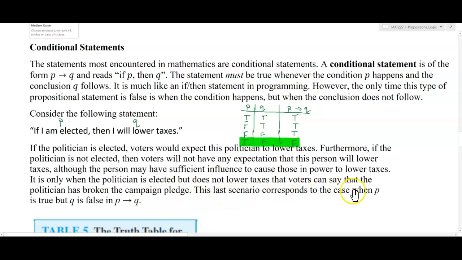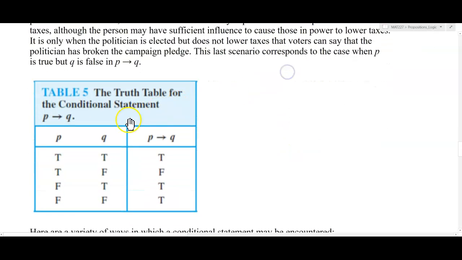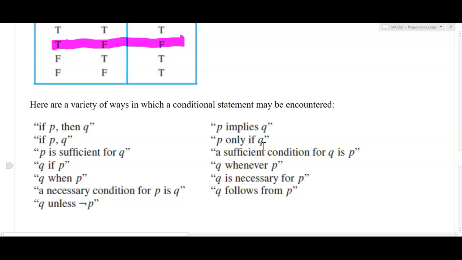This last scenario corresponds to the case when P is true but Q is false in the if P then Q statement. So here's the truth table for it. We can see that it's always true. The only time it's false is whenever P happens, the condition happens, but the conclusion doesn't happen, then that if-then statement is not working properly. It's a false statement.